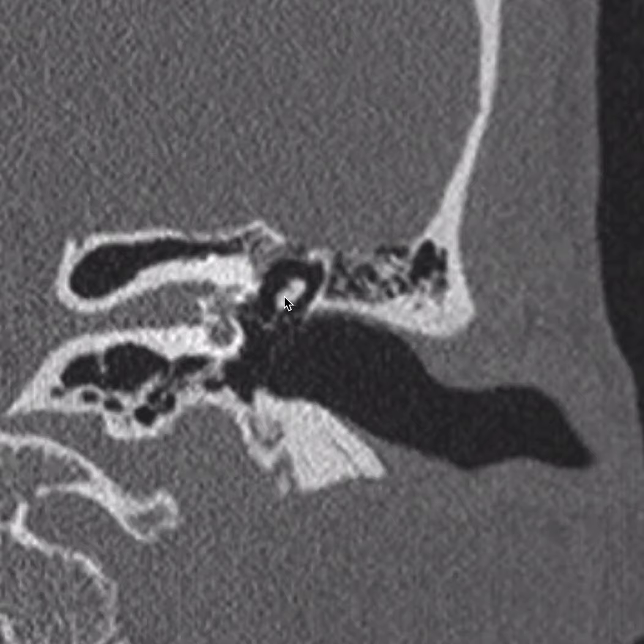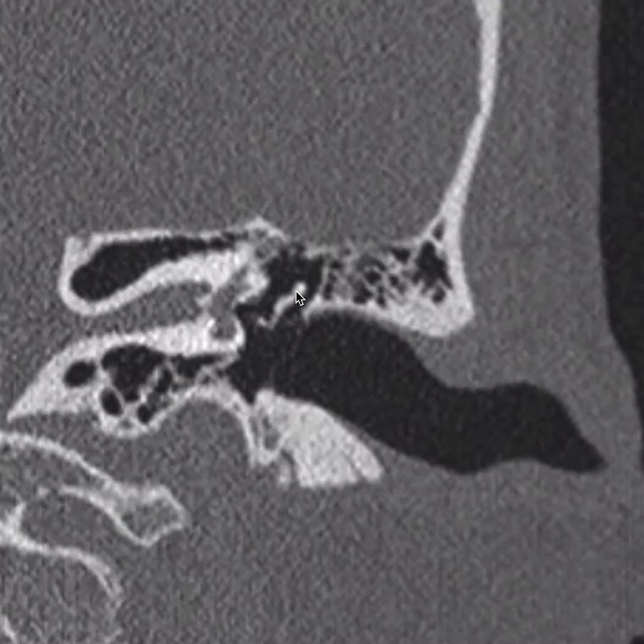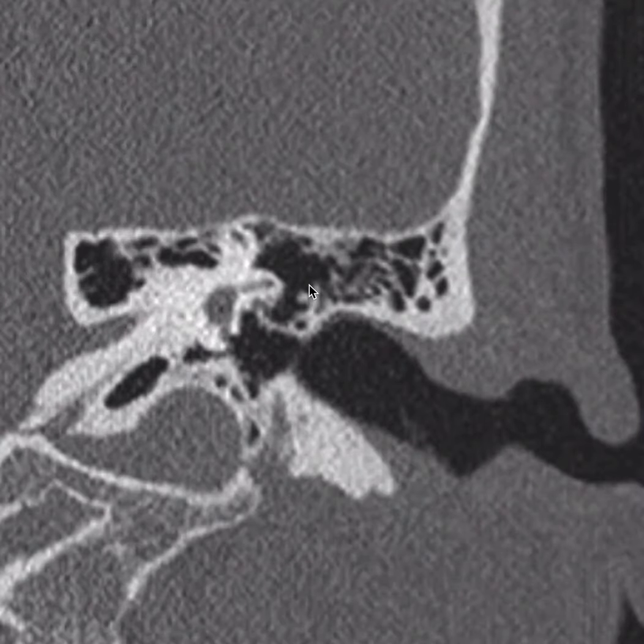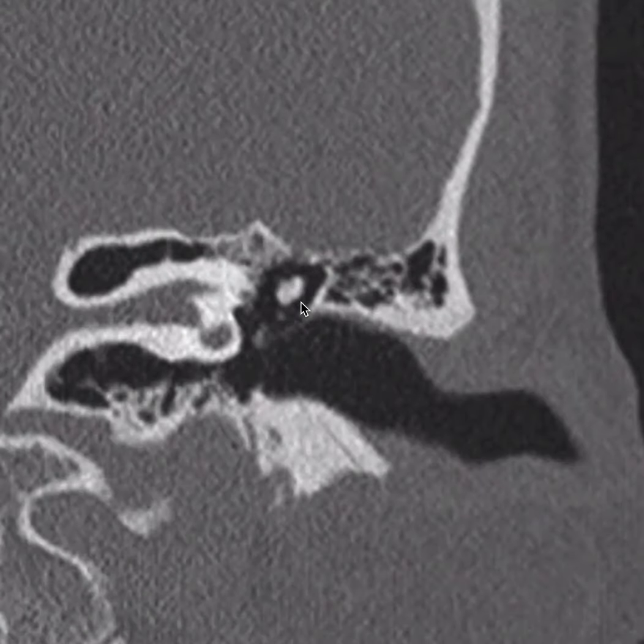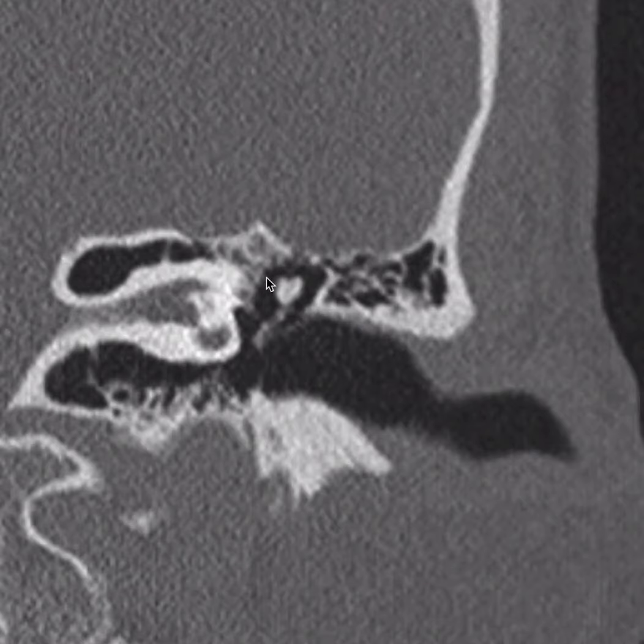The epitympanum contains the head of the malleus, seen here, as well as the body and short process of the incus. This is the incudomalleal joint, which is a synovial sliding type joint, seen here. If I scroll posteriorly, I'll see the short process of the incus going posterolaterally back here to the fossa incudis right here.